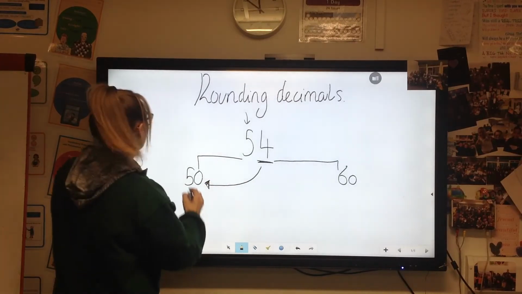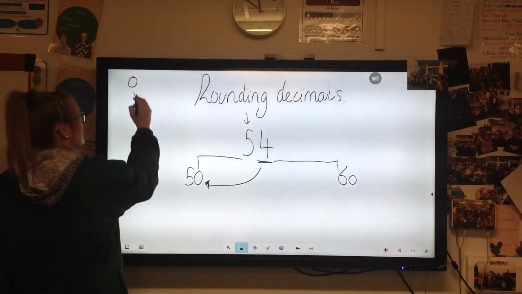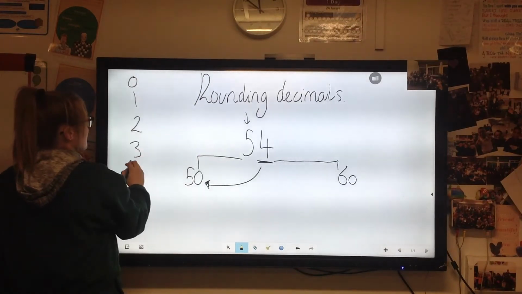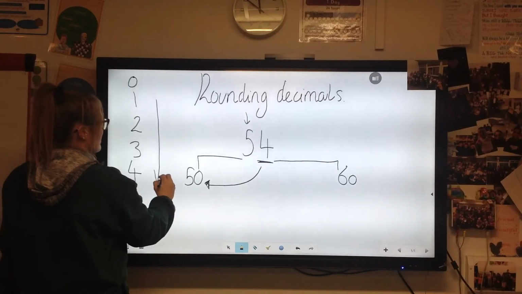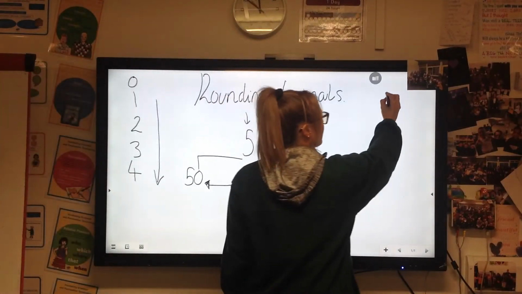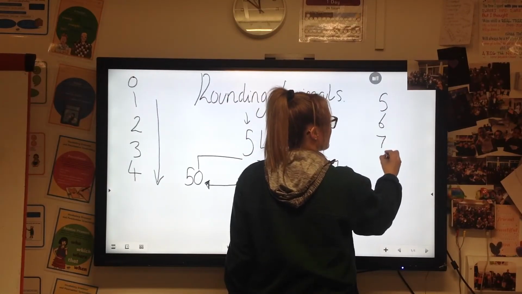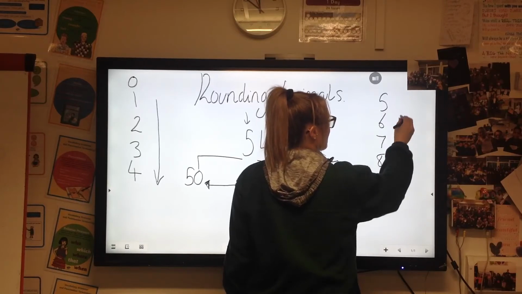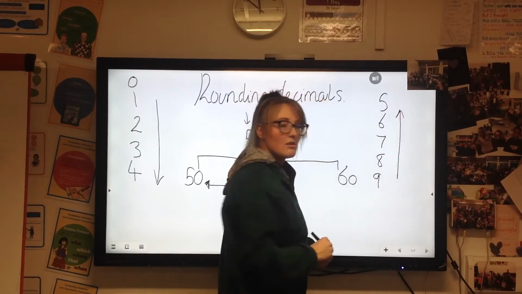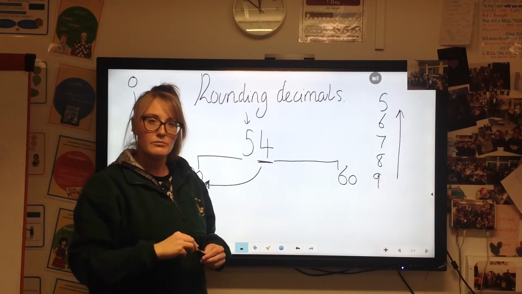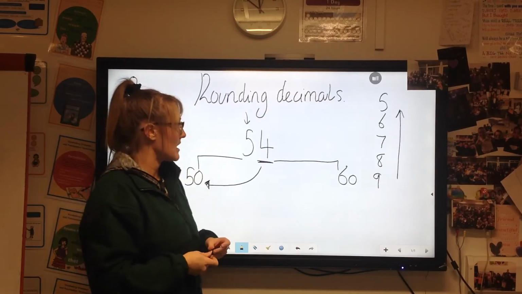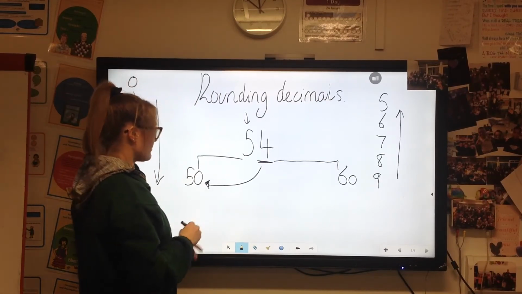So remember those keys. So if it's 0, 1, 2, 3 or 4, we round down. And if it is 5, 6, 7, 8 or 9, we round up. Okay? So just remember that high 5 rule, and that will help you with your decimals today. I'll just look at another one.